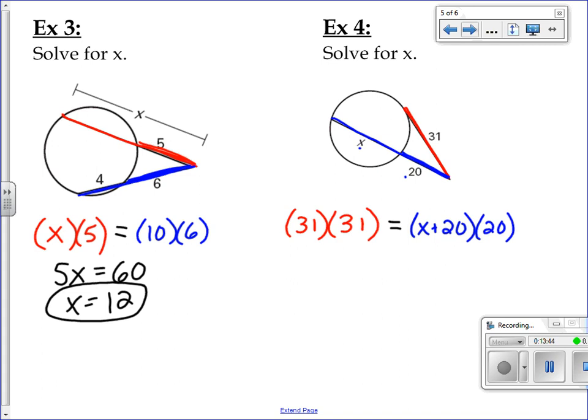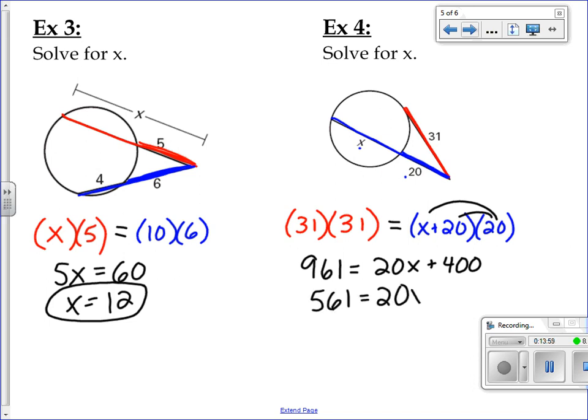Okay, so 31 times 31 gives us 961. Distribute that 20, so you get 20x plus 400. We could subtract 400 over to get 561 equals 20x. And then divide by 20. We are going to get a decimal, 28.05.